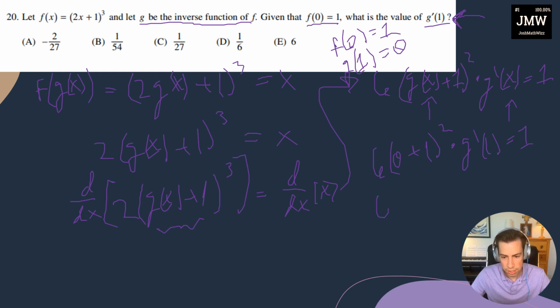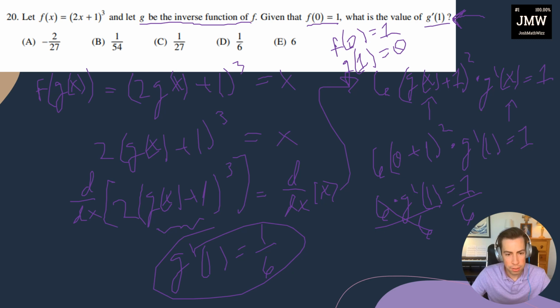So I'm going to have 6 times g prime of 1 equals 1, and then I will divide both sides by 6, and I will end up with g prime of 1 equals 1 divided by 6, and that is going to be answer choice D. So that one, I went through kind of quickly. I don't know if they just have you memorize a formula for this, but I think it's helpful to think about it logically and then just use the fact that an inverse function, when you plug it into the initial function, will yield a value of x.